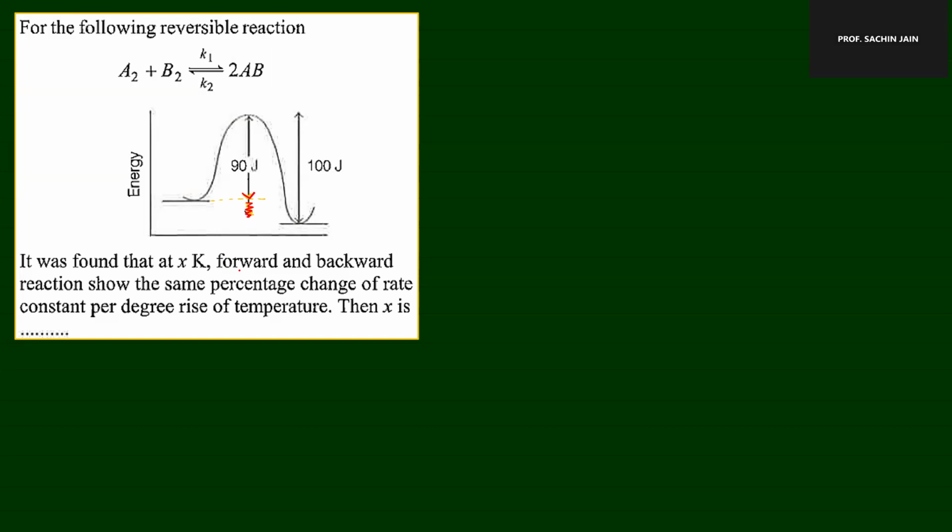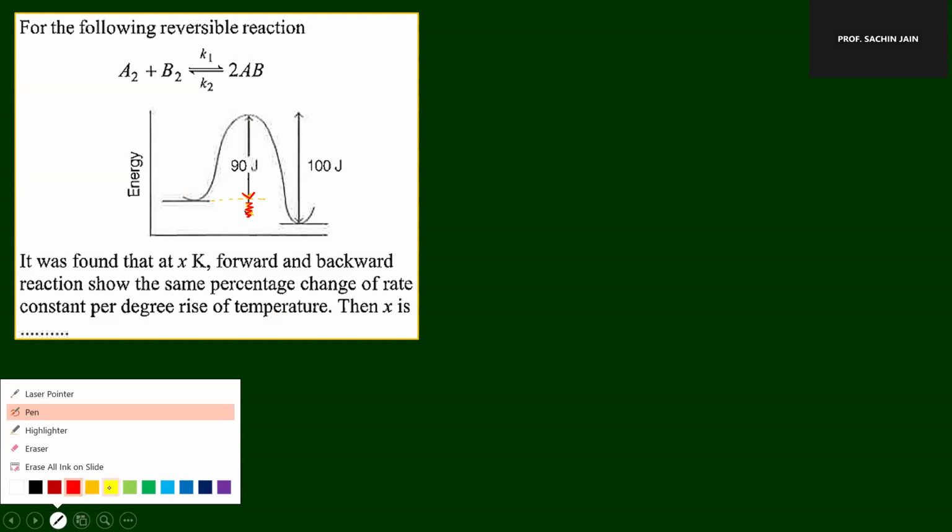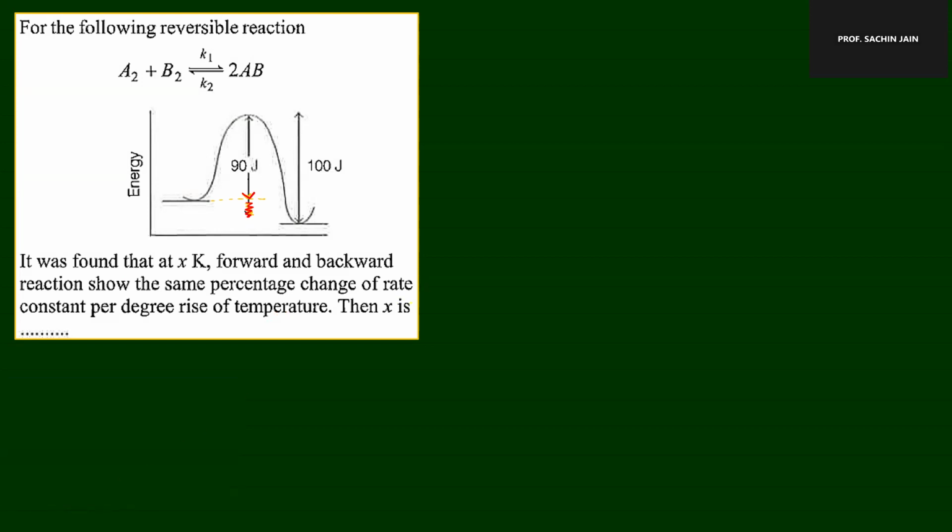अब आगे, it was found that at x Kelvin, forward and backward reactions show the same percentage change of rate constant per degree rise in temperature. Then what is that x Kelvin temperature? X की वैल्यू क्या है? Forward and backward reaction show the same percent change of rate constant per degree rise in temperature.